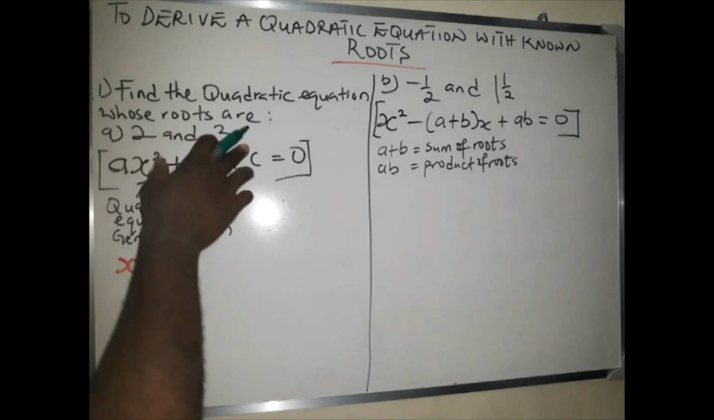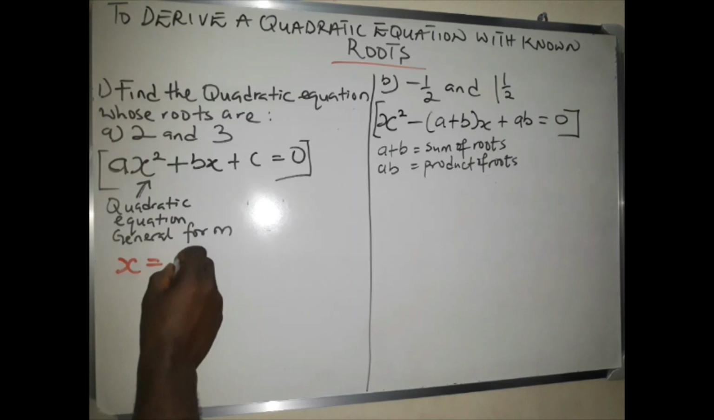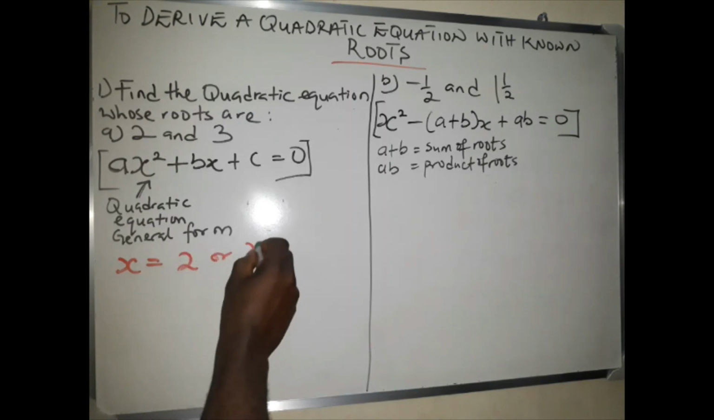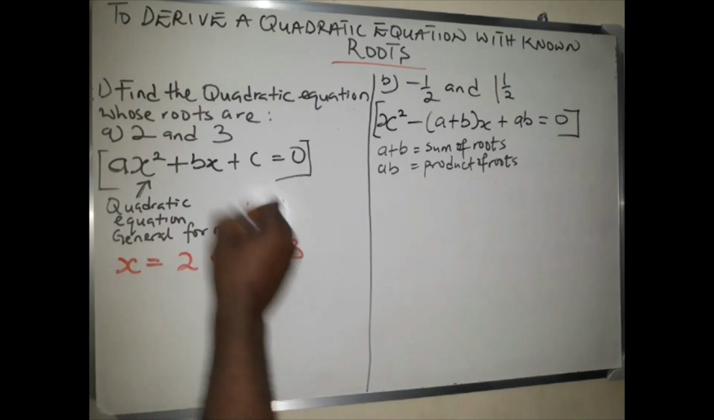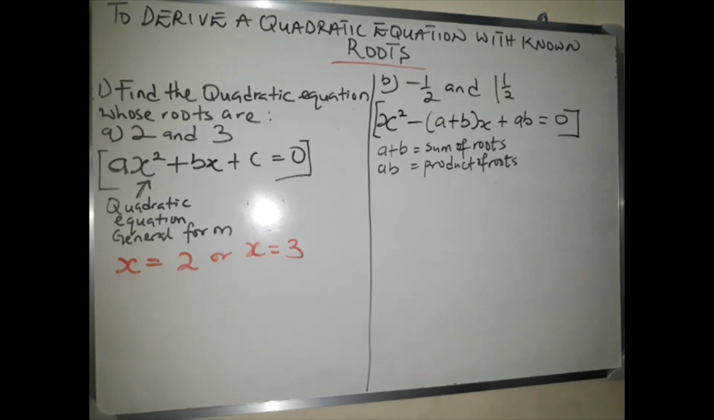So these are the roots of the equation, which means that x is equals to 2 or x is equal to 3. Now, all you have to do is do the reverse. Usually you find the solution to a quadratic equation to get the roots of the equation, but now you're going to use the roots of the equation to get the quadratic equation, so you're going to do the reverse.